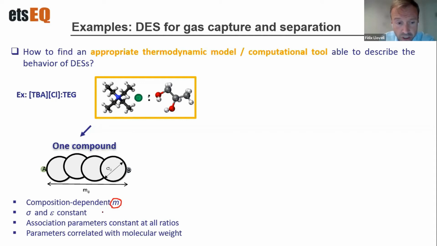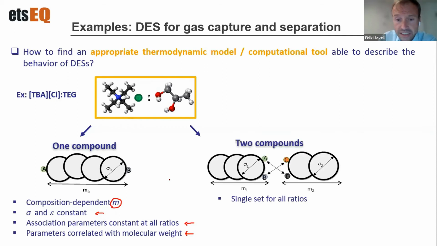We try to keep constant the diameter and the dispersive energy. We try to keep constant the association values of the different association sites. We try to correlate the only changing parameter with the molecular weight. And let's compare this with the 2-compound approach, where we have a model for our salt and a model for our glycol, which is a more realistic idea, because we will have just one set of parameters for each of the 2 compounds, and this will be treated as a mixture.